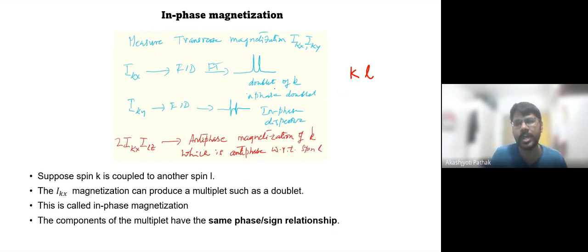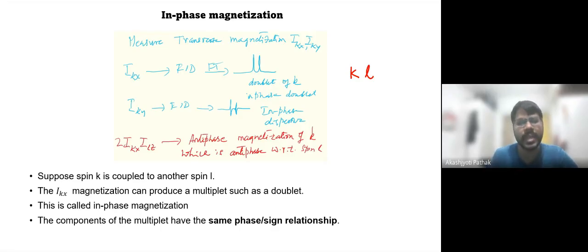When you do a Fourier transform, you will get the in-phase doublet signal. Depending on where your detector is present, if your detector is on the x-axis, you will get an in-phase, absorptive doublet signal, and the y-axis will give you a dispersive signal. If your detector is on the y-axis, you will get the vice versa: an in-phase doublet in the y-axis, and an in-phase dispersive signal in the x-axis. So this is interchangeable depending on where your detector is present.